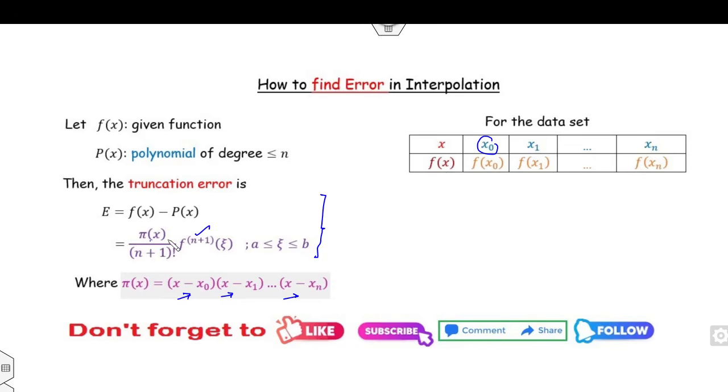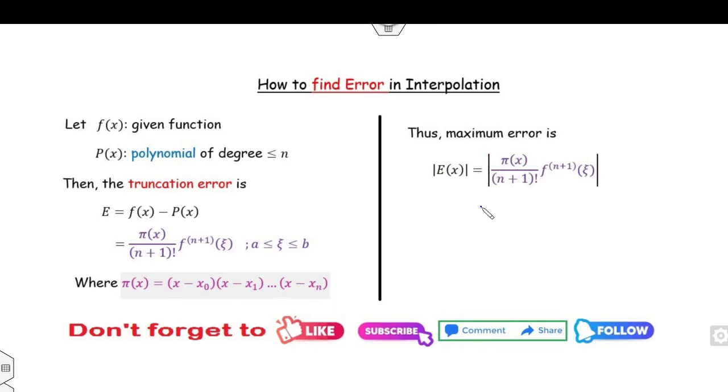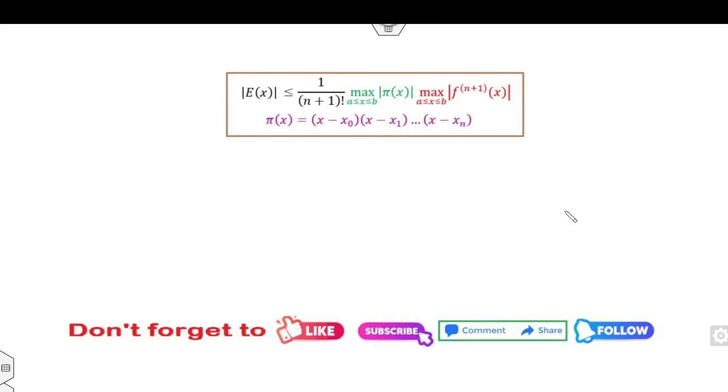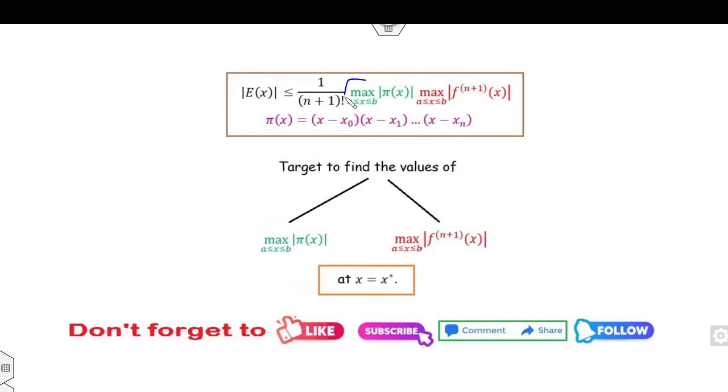Once we know this is the error, we can find the maximum value. How can you find the maximum value? It is less than or equal to 1 over (n plus 1) factorial times the maximum of pi(x) times the maximum of the (n plus 1)th derivative. Make sure, students, you write this formula in your copy, as I use the same formula throughout these 15 examples. Whenever you see this formula, your objective is only to find the maximum value of pi(x) and the maximum value of the (n plus 1)th derivative of f.